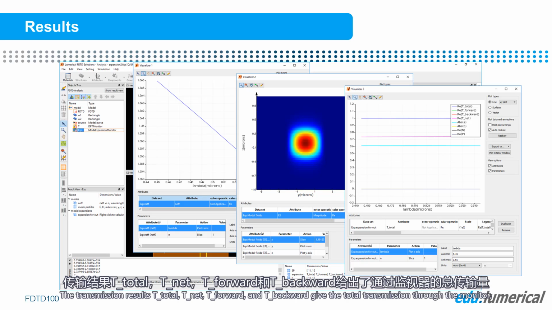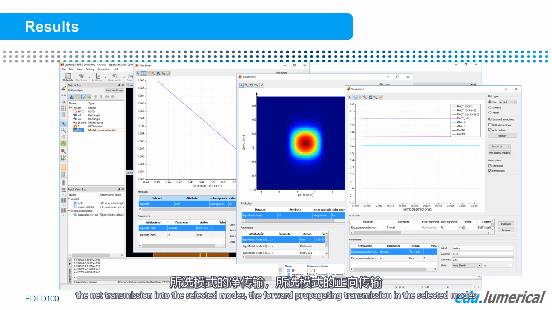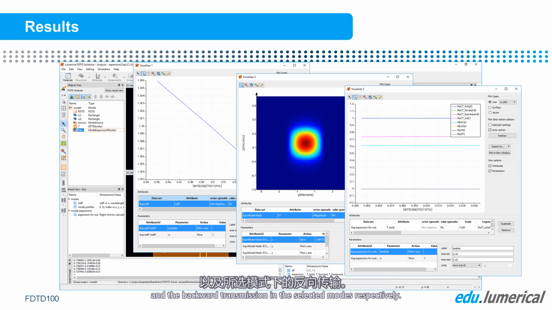The transmission results, T-total, T-net, T-forward, and T-backward, give the total transmission through the monitor, the net transmission into the selected modes, the forward propagating transmission in the selected modes, and the backwards transmission in the selected modes, respectively. Forward and backward here refer to the positive and negative axis directions.